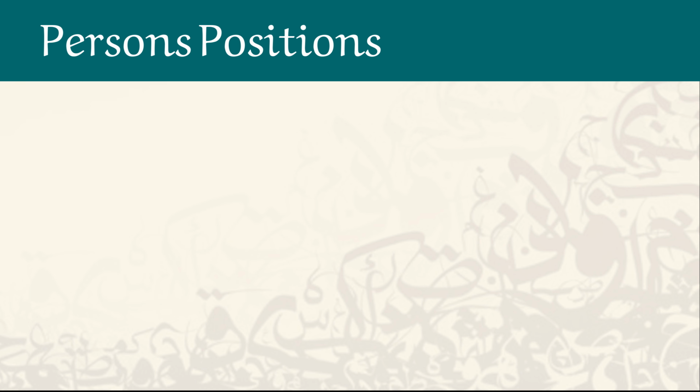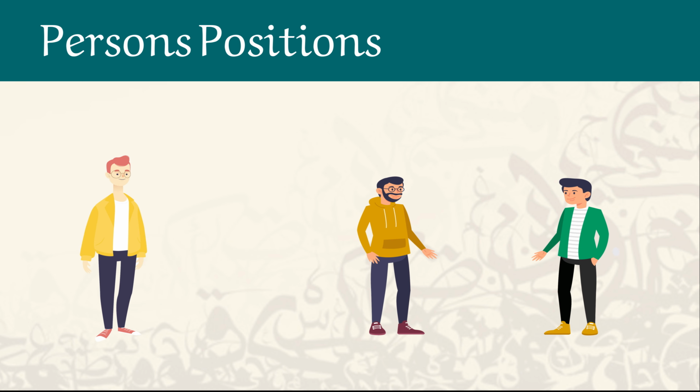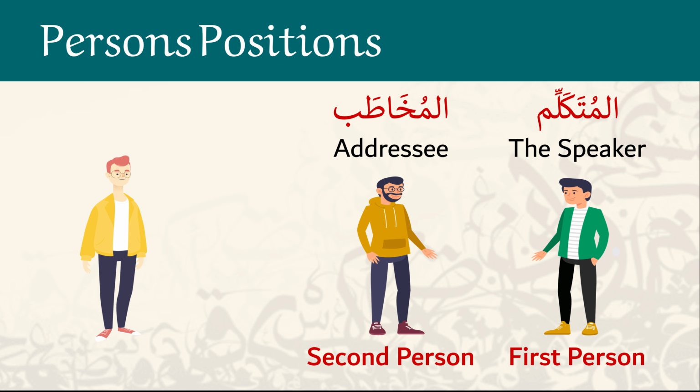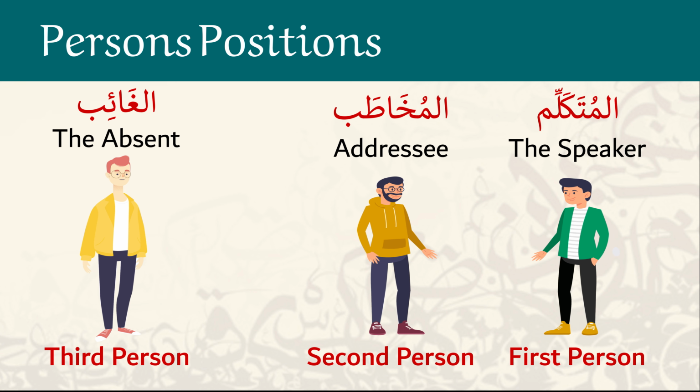In English, we have 3 persons. First person, the one who speaks. In Arabic, we call it المتكلم, means the speaker. And then, second person, in Arabic it's called المخاطب, the addressee, the person to which the first person speaks. And then the third person, we call it in Arabic الغائب, means the absent.